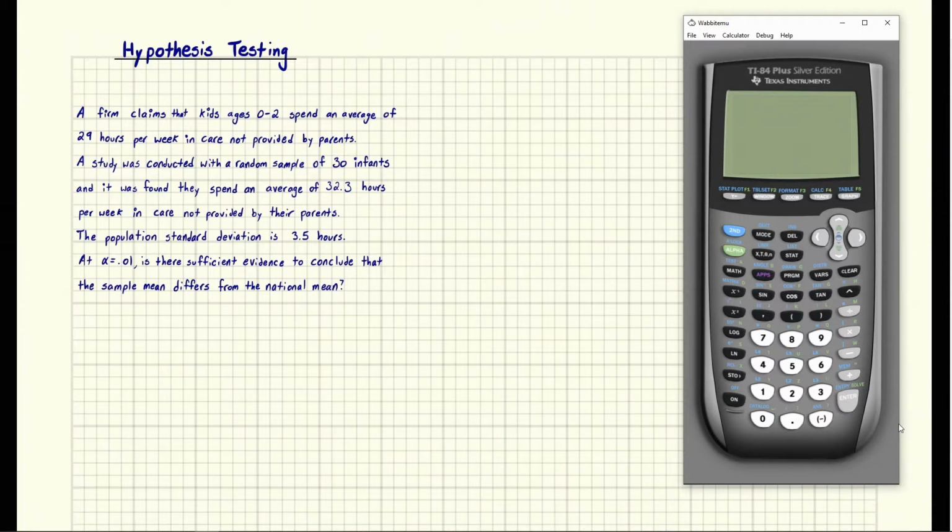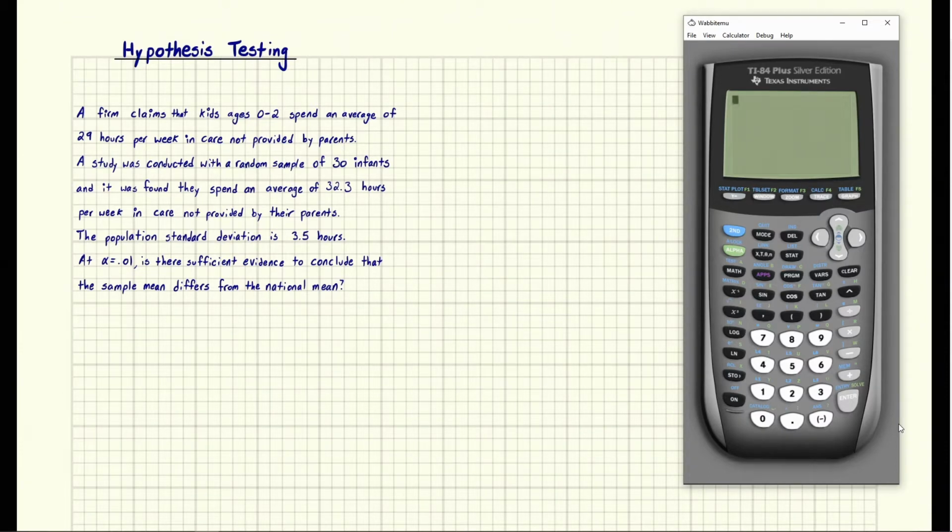A firm claims that kids ages 0 to 2 spend an average of 29 hours per week in care not provided by parents. A study was conducted with a random sample of 30 infants, and it was found they spend an average of 32.3 hours per week in care not provided by their parents. The population standard deviation is 3.5 hours. At an alpha of 0.01, is there sufficient evidence to conclude that the sample mean differs from the national mean?